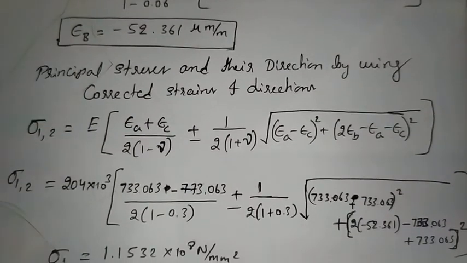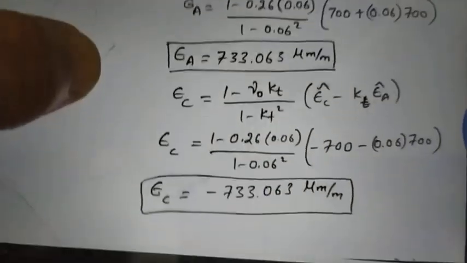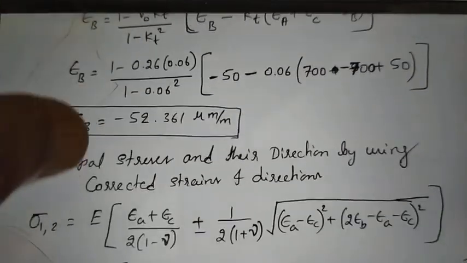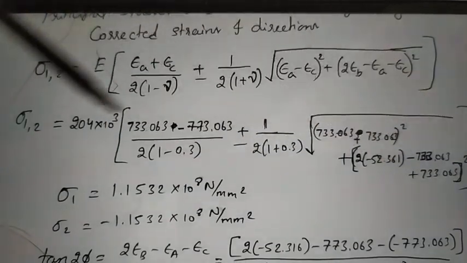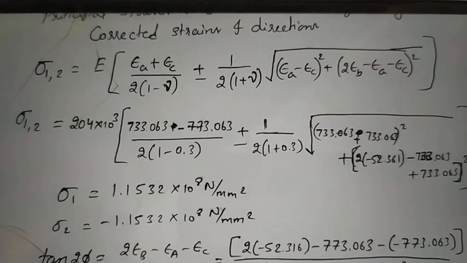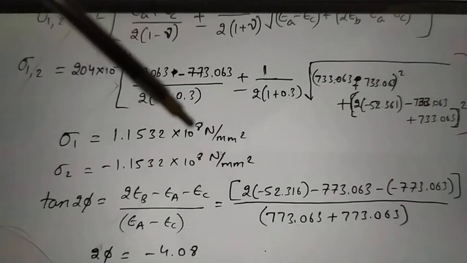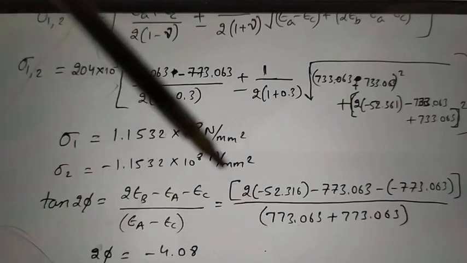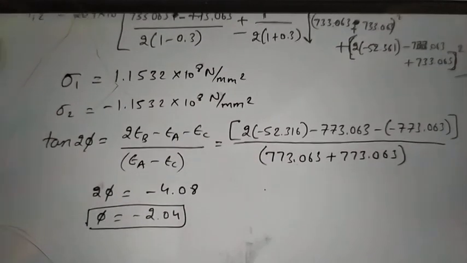You got the epsilon A, epsilon B and epsilon C values in the above equations. This is epsilon B value, epsilon A value and epsilon C value. So just using these values you are going to substitute in here and you are going to get the principal strains. I substituted those values and you have got the sigma 1 and sigma 2 results: sigma 1 is 1.1532 into 10 raised to 8 Newton per millimeter square. Sigma 2 is equal to minus 1.1532 into 10 raised to 8 Newton per millimeter square. So now you have to determine the angle.